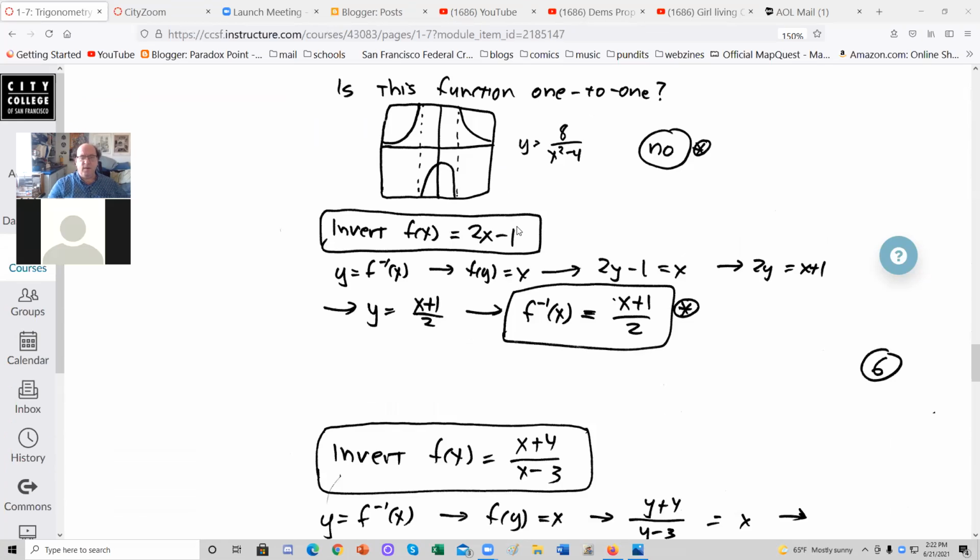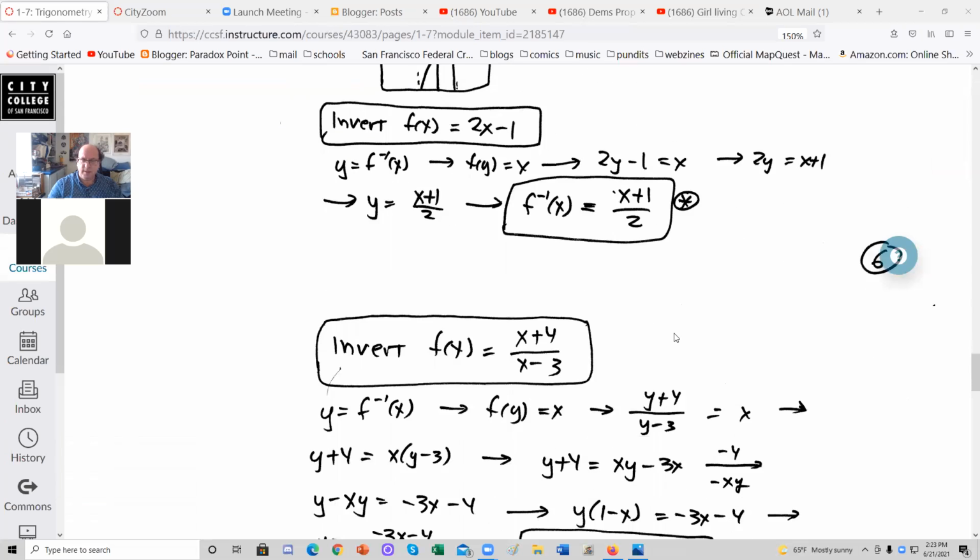Invert f of x equals 2x minus 1. Okay, so y equals f inverse of x, f of y equals x, 2y minus 1 equals x. Solve for y. Add 1 to both sides, 2y equals x plus 1. Take a half of both sides, y equals (x plus 1) over 2. And that's the inverse function, (x plus 1) over 2. Once again, we have opposite operations in opposite order. The f takes a number, doubles it, and subtracts 1. f inverse takes a number, adds 1, and takes half.